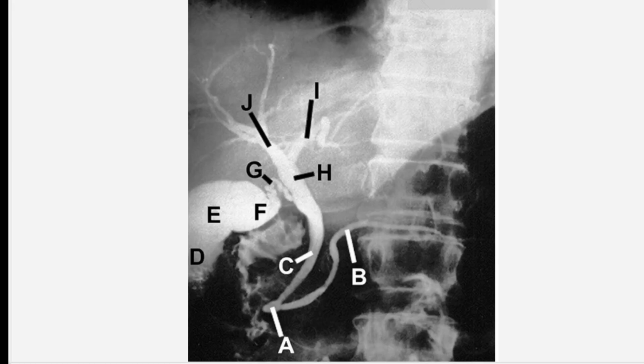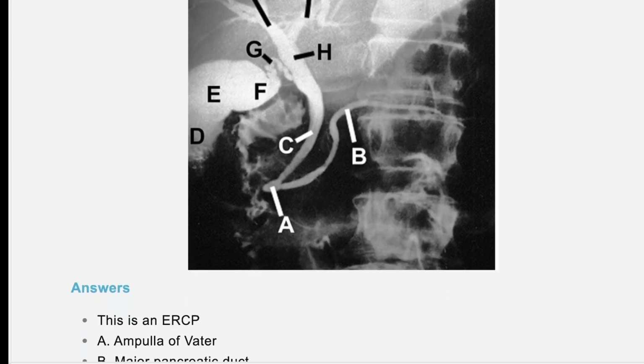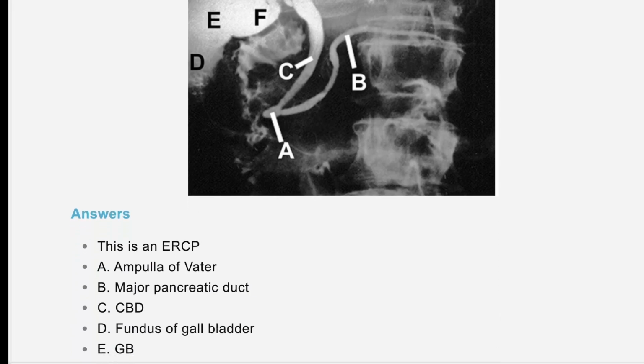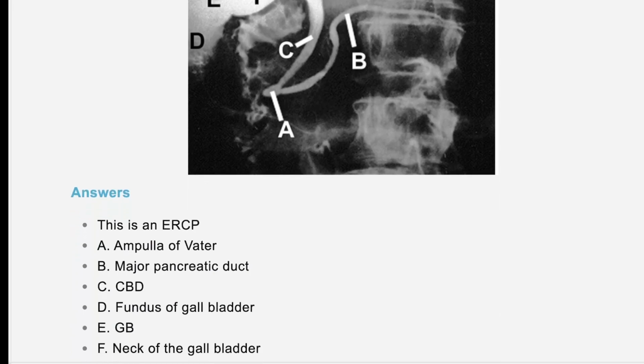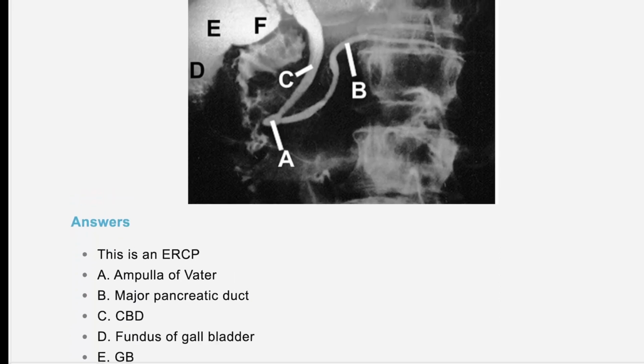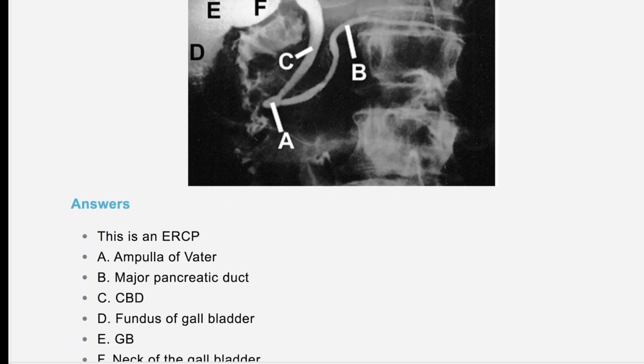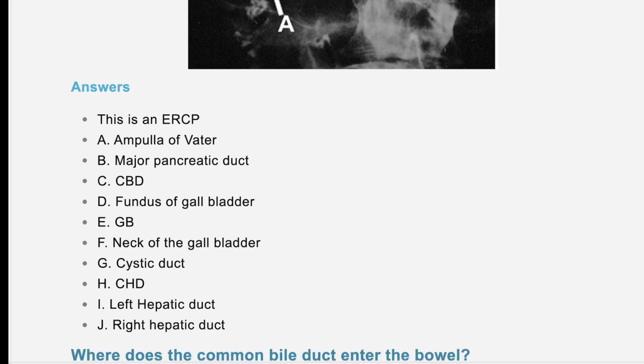E will be the body of the gallbladder, I believe, but I would be unsure about D. So it's either E or D as the body of the gallbladder. And finally, we have I and J. That would be the hepatic ducts, left and right. So let's see E and D. E is the gallbladder, and D is the fundus of the gallbladder. So basically E will be the body and D will be the fundus of the gallbladder. And these are the parts of the gallbladder.